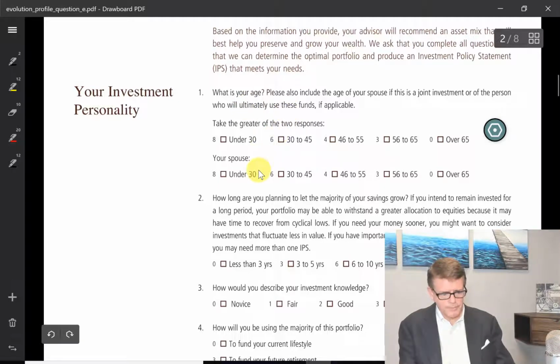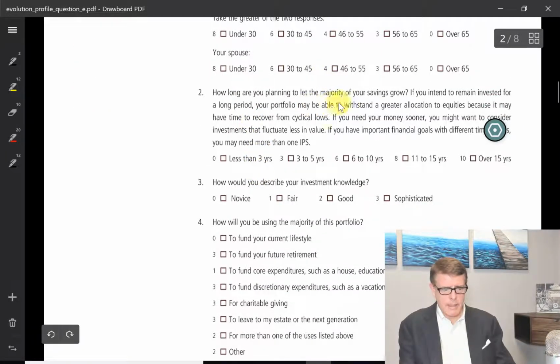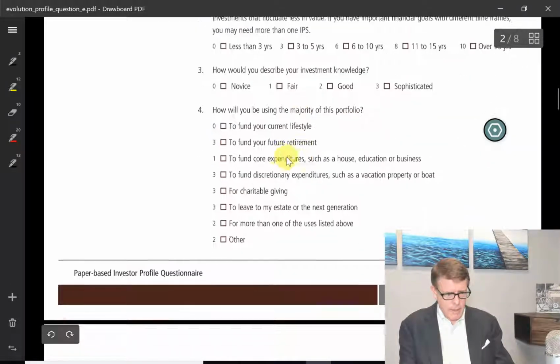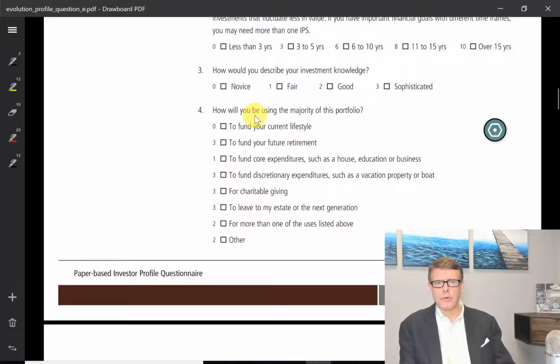So what is your age? How long are you planning to let the majority of your savings grow? That has an impact. How would you describe your investment knowledge? Is it novice, fair, good, sophisticated? And that's an important question because the less sophisticated you are, the more you'll be at the mercy of knee-jerk reactions when there's surprises in capital markets. We're a real big believer in financial education, financial literacy, particularly when it comes to investing, because better educated clients who understand the basics, they don't have to become experts, but understand the basics around this topic, behave with more discipline, and there's a higher probability that they'll be successful.